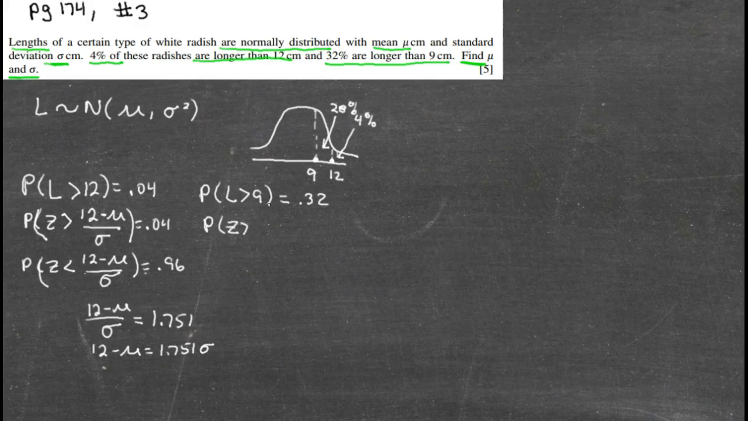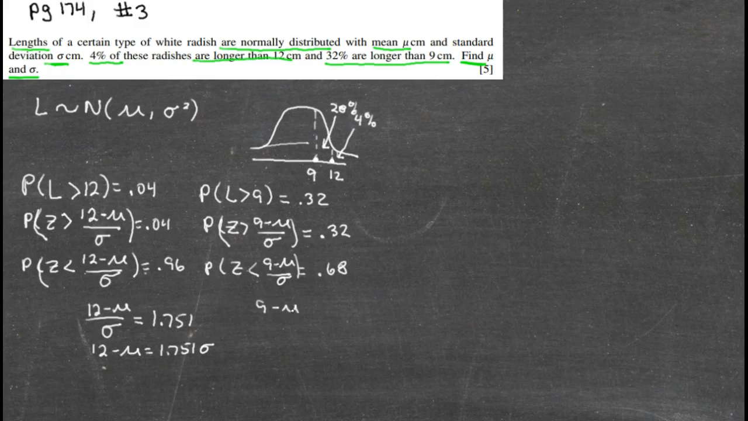Let's do the other one now. Look at the z-value, it's 9 minus mu over theta, and then it's going to equal 0.32. Well, again, we can't do that. So we'll rewrite this as less than. And again, I'm probably writing more than you need to. I just want to make sure that it's clear. But I'm actually going to find less than 9 minus mu. Okay, so it's like 68%.